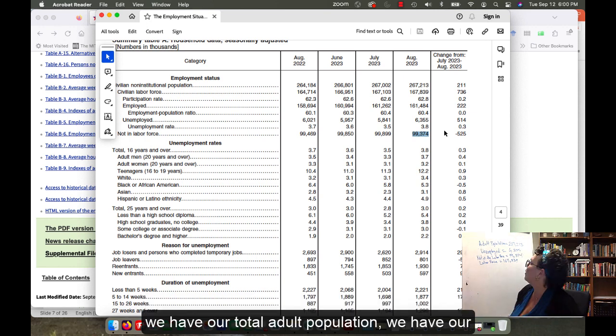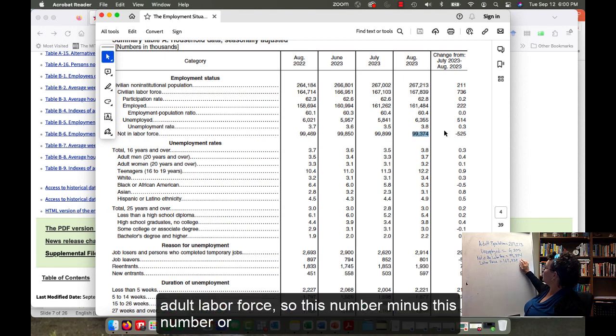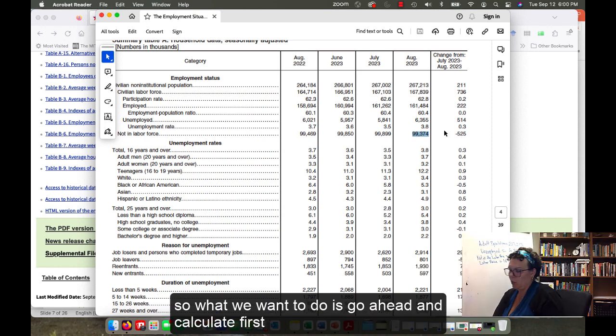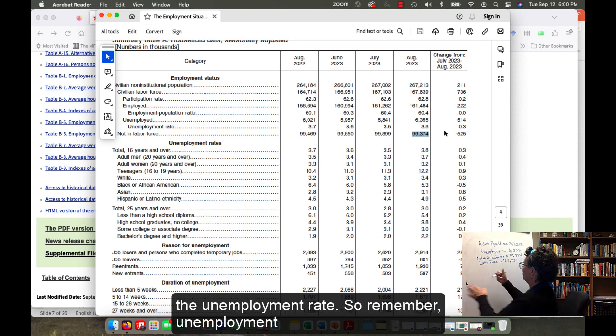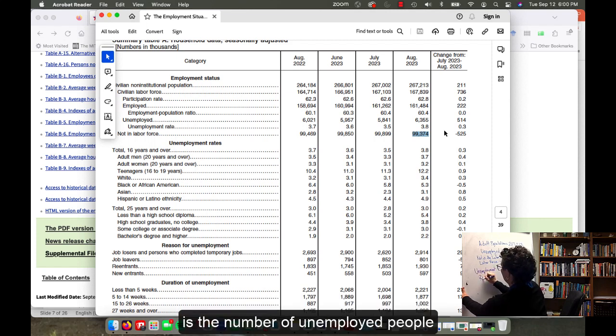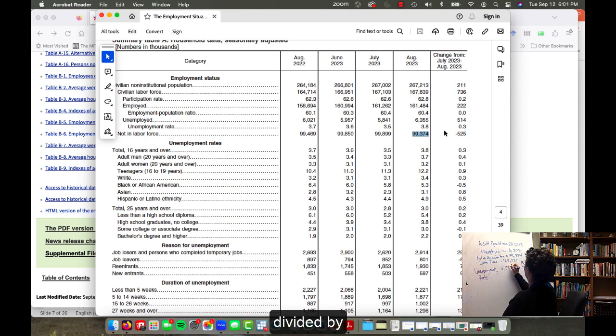So we have our total adult population. We have our adult labor force. So this number minus this number, or these two numbers make that number. And then we have our unemployed people. So what we want to do is go ahead and calculate first the unemployment rate. So remember, unemployment rate is the number of unemployed people divided by the labor force.